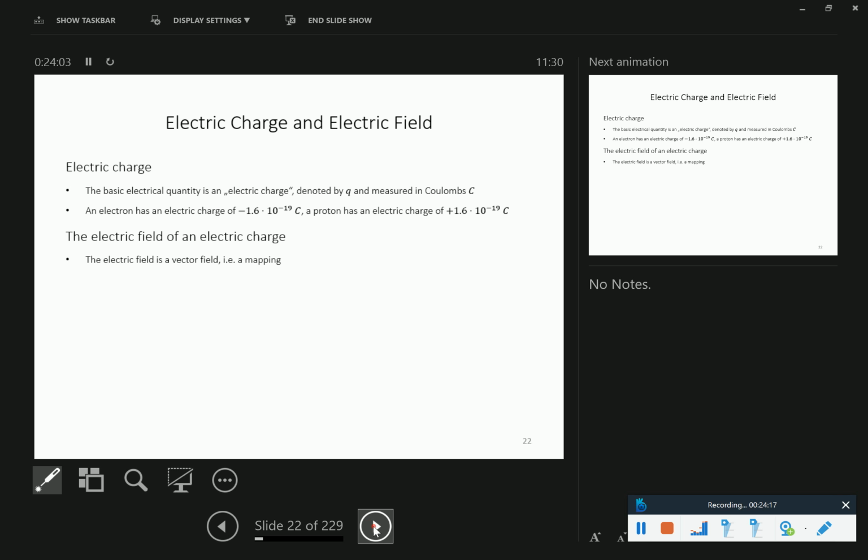Then, if you have an electric charge, what is an electric field? An electric field is a vector field. Actually, I haven't told you that yet, but I will tell you again.